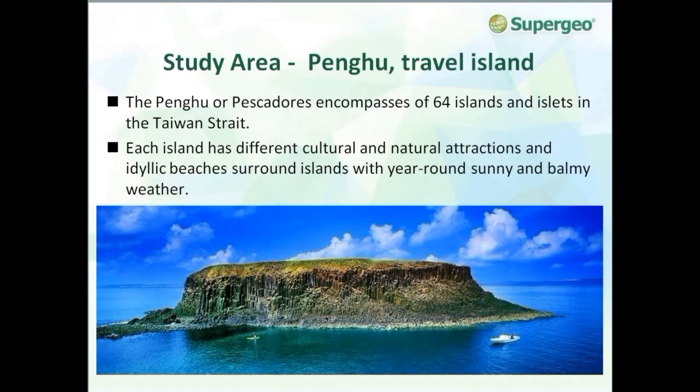So, as usual, we prepared a real case to show you how SuperGIS can be combined and applied in reality. I'm glad to introduce our beautiful Penghu Islands, also known as the Pescadores Islands, which means fishermen's islands. I guess it's easy for you to imagine how these islands look. The Penghu or Pescadores encompasses 64 different islands, and each island has different cultural and natural attractions. So one of the biggest challenges is to integrate the tourist info and display it in an easy-to-understand way.